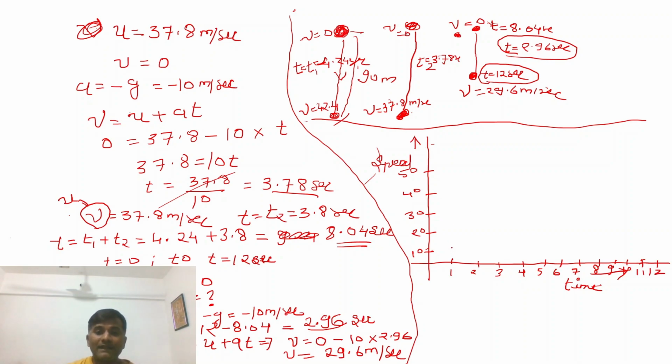See, now what is happening? Let us draw the graph slowly. Now from where are we starting? We are starting from this point. What is this point? V is equal to 0. At this point, what is the speed? Speed is 0. From here, the speed will increase. Till which time? What is the time here? 4.24 seconds, right? So 4.24 seconds means somewhere here.